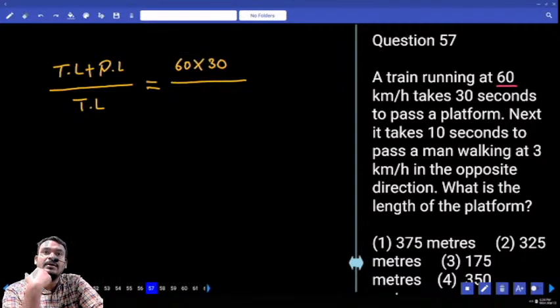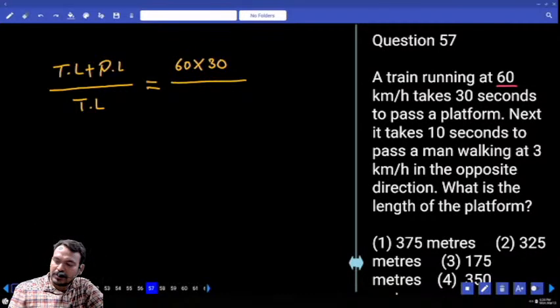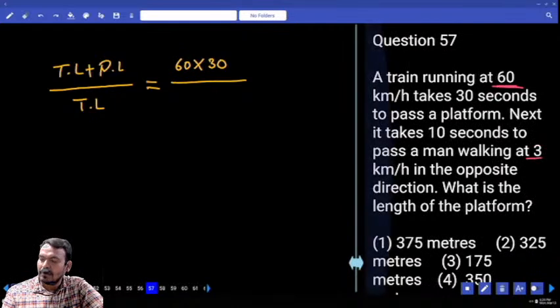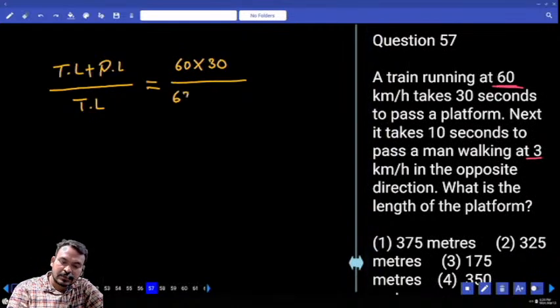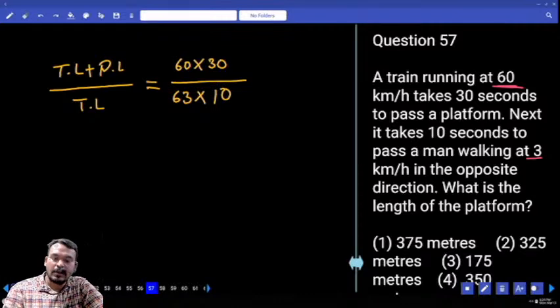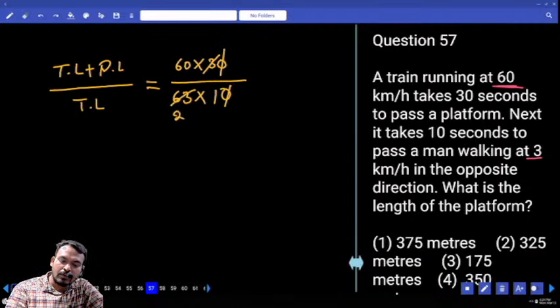What is the second case speed? Sum of these speeds or difference of these speeds? Sum of these speeds. Relative speed in opposite direction is the sum of these speeds. One is 60, another one 3. 60 plus 3, 63. In how many seconds does it pass? 10 seconds. Okay, 0 0 cancel. 3 how many times? 21. 3 how many times? 20. 3 again 7 times, sir.